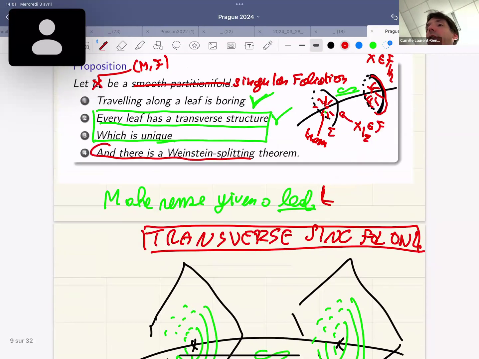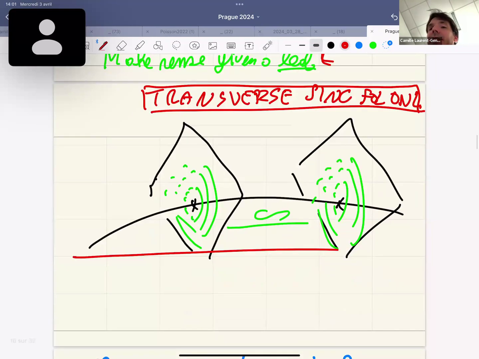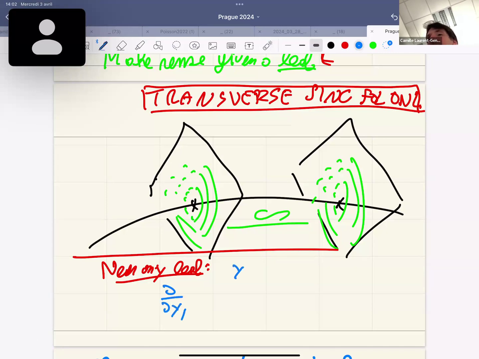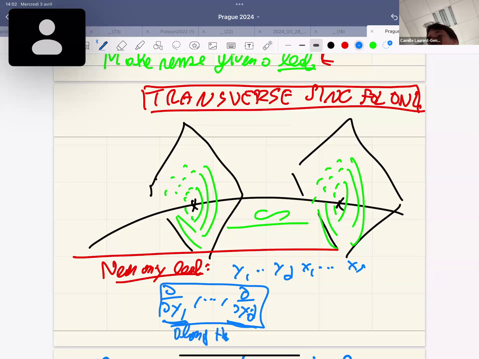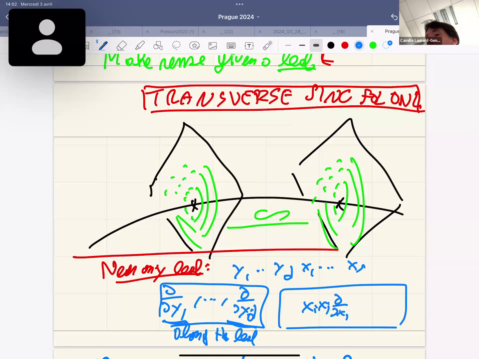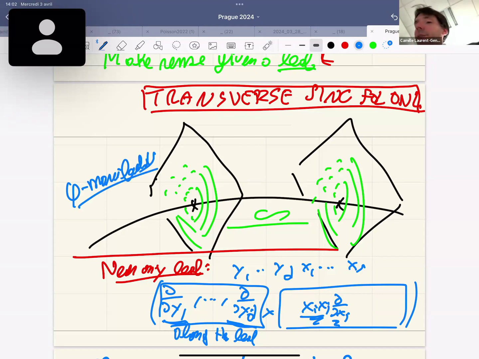And this is also true. You have a Weinstein splitting theorem that says that near any leaf, well, I said singular foliations are finitely generated. What can be proven is that you have coordinates y1 to yd, x1 to xs, and generators, some of which are purely in the d-directions, the ones which are along the leaf, tangent to the leaf, and the other ones are purely in the x-directions. So it says that you have generators of this form. Again, that's very similar to what Alexei would call Q-manifolds, where you have exactly the same kind of theorems.